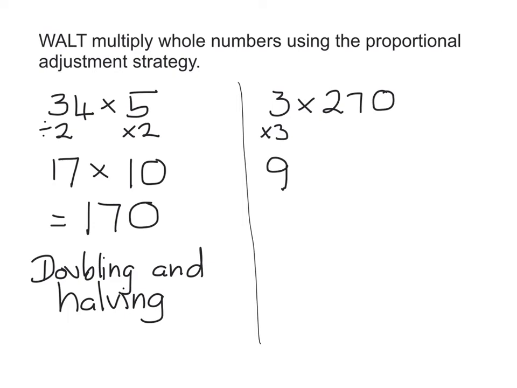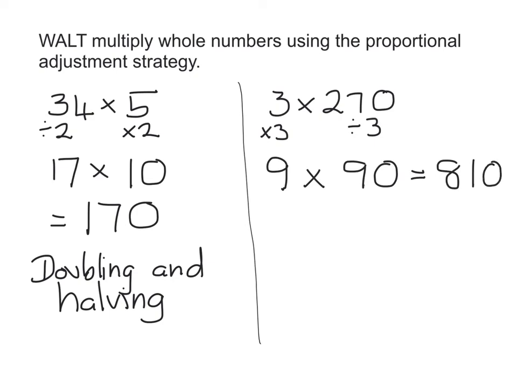Because I have trebled my 3 to give me 9, now I must make the adjustment by dividing my remaining number by 3. Now I know that 3 times 9 is 27, so 3 times 90 must be 270. So you can see now that our proportionally adjusted problem is 9 times 90. Now we're multiplying 9 times 9 times 10, so 9 nines are 81, times 10 is 810.